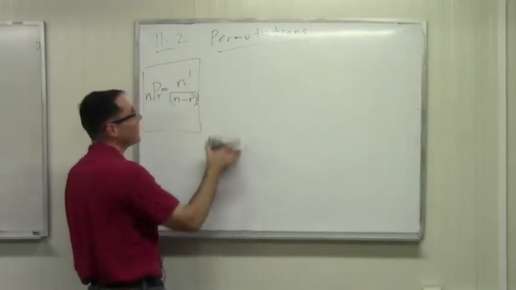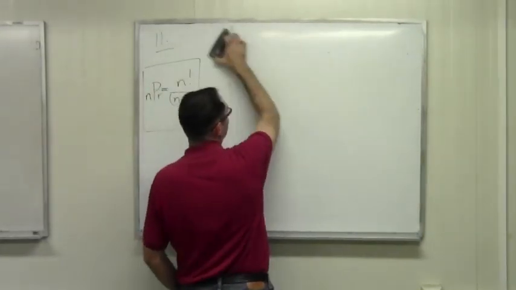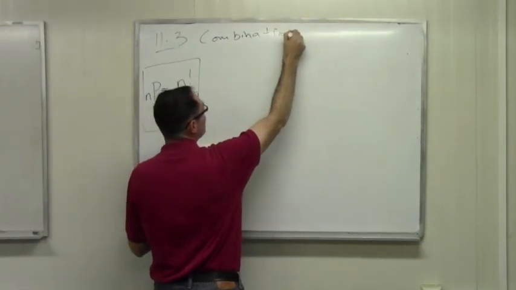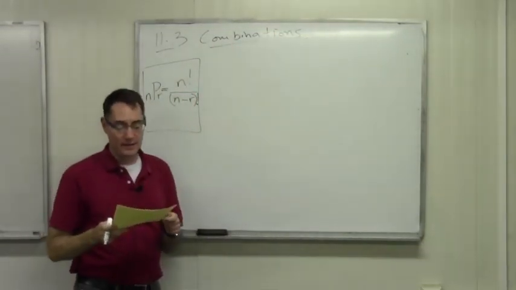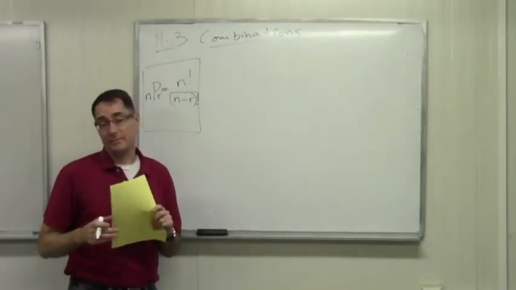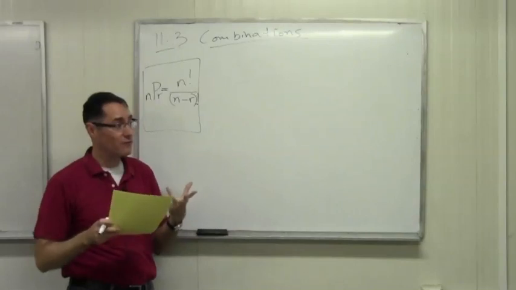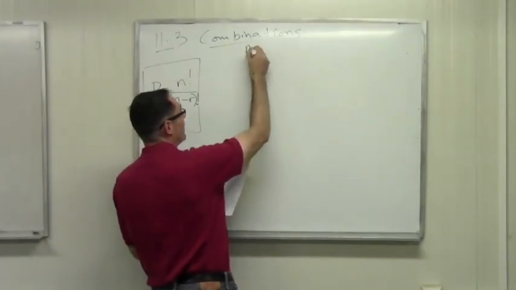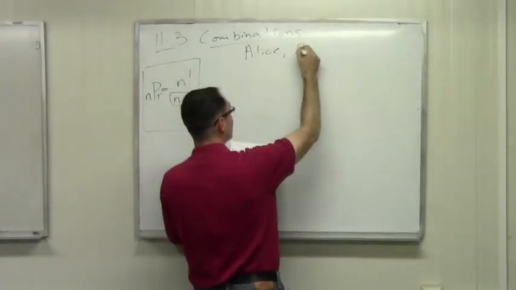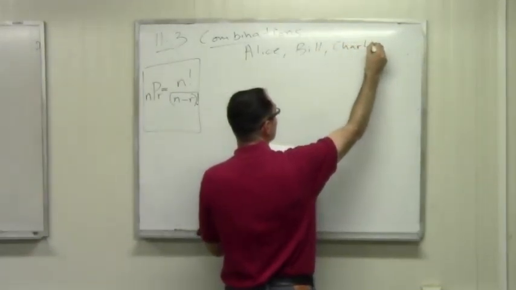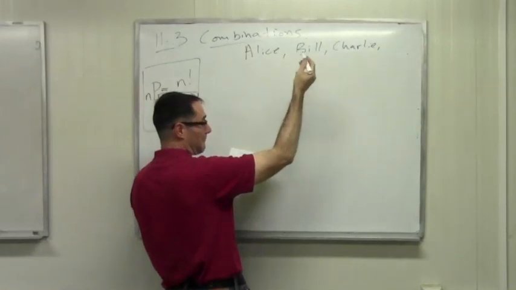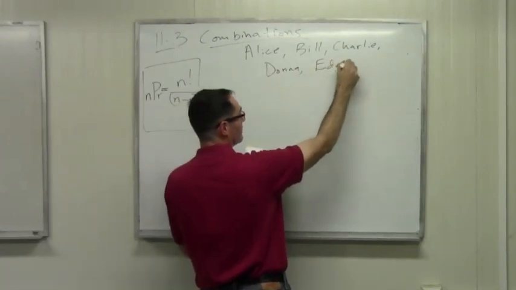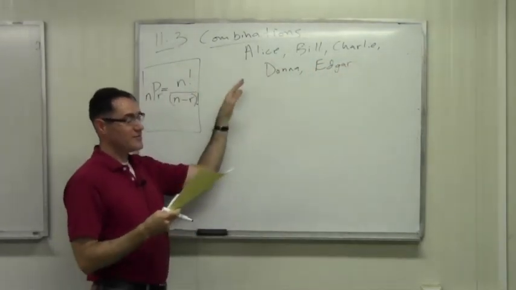The next section is not on permutations, but a word I goofed on and said earlier: combinations. Combinations are the same idea, except that the order doesn't matter now. The actual order itself doesn't matter at all. So let's say you have people: Alice, Bill, Charlie, Donna, and Edgar. A, B, C, D, E, right? So you've got these people.